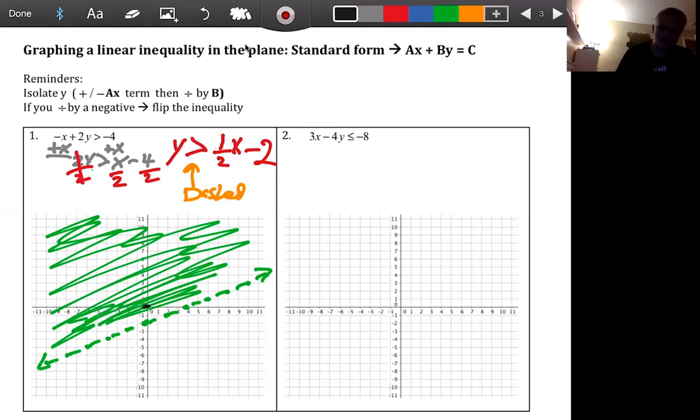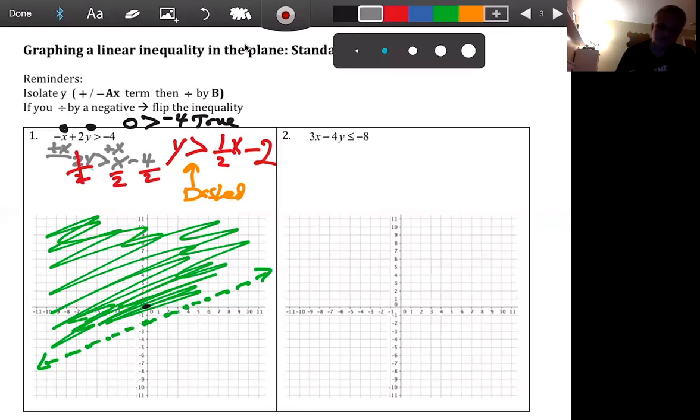And if we want to test our answer, oh look, 0, 0 is in our region again. We could try 0, 0. If I put 0 here and 0 here, or we could go back to the very beginning, put 0 here and 0 here: -0 plus 2 times 0 is greater than -4. So that comes out to 0 is greater than -4. It's true. It means we did it correctly. All right, nice.